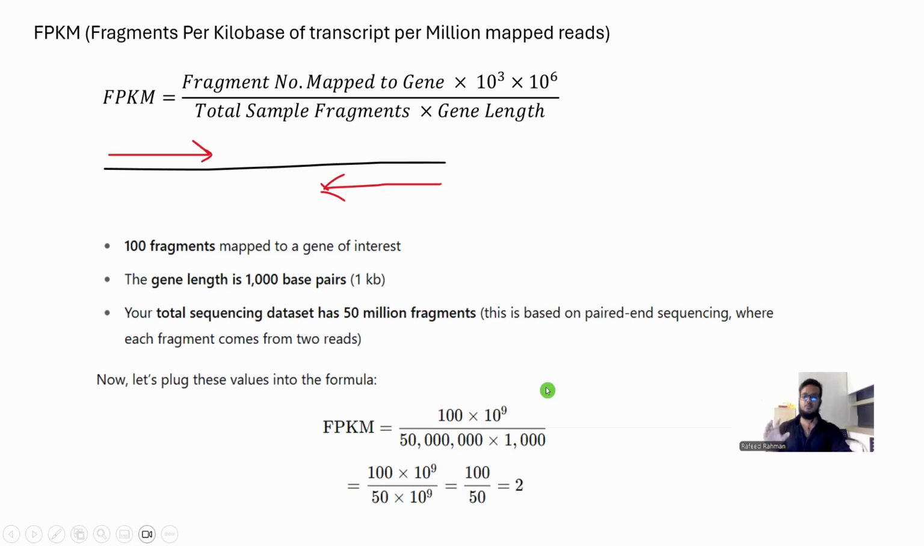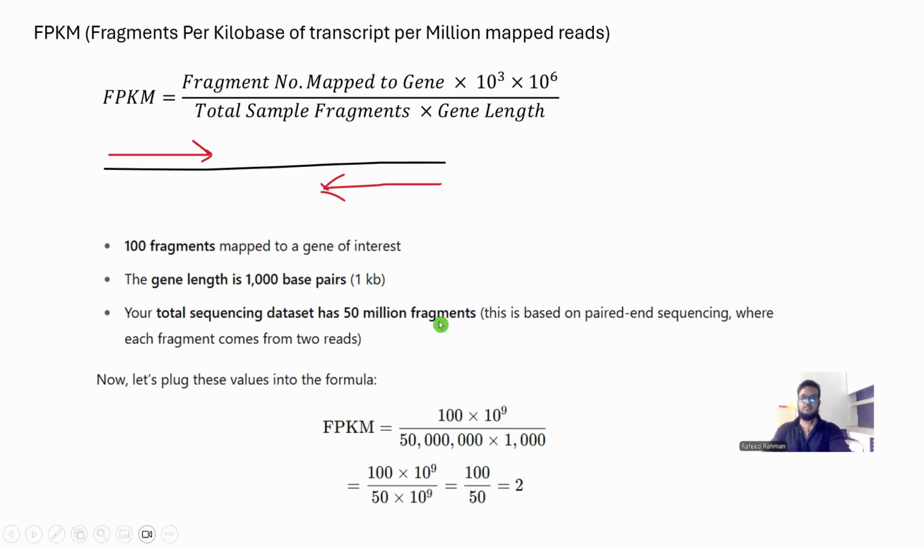Actually, any FPKM value which is above 10 is a very high FPKM value, a very highly expressed gene. And an FPKM value below 1 is generally lowly expressed. If it is less than 0.1, it is very lowly expressed. That's the thing. Now that we know this much, let's talk about something else.